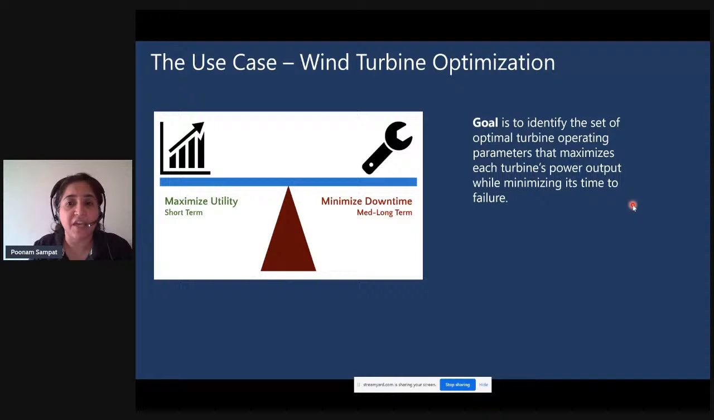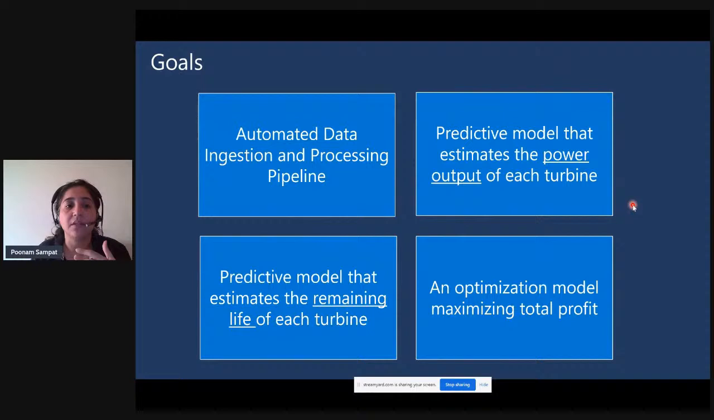So let me translate this into more technical details and then show you how to build this solution, right? So what are the goals that we have over here? The first is, how do I build that ingestion pipeline? Remember, there are many sensors on these turbines. You need to get all that data somewhere. You want to process that data. Remember, it's time series data. You want to batch it and then account for late data coming in and things like that. So you want to automate that processing pipeline.